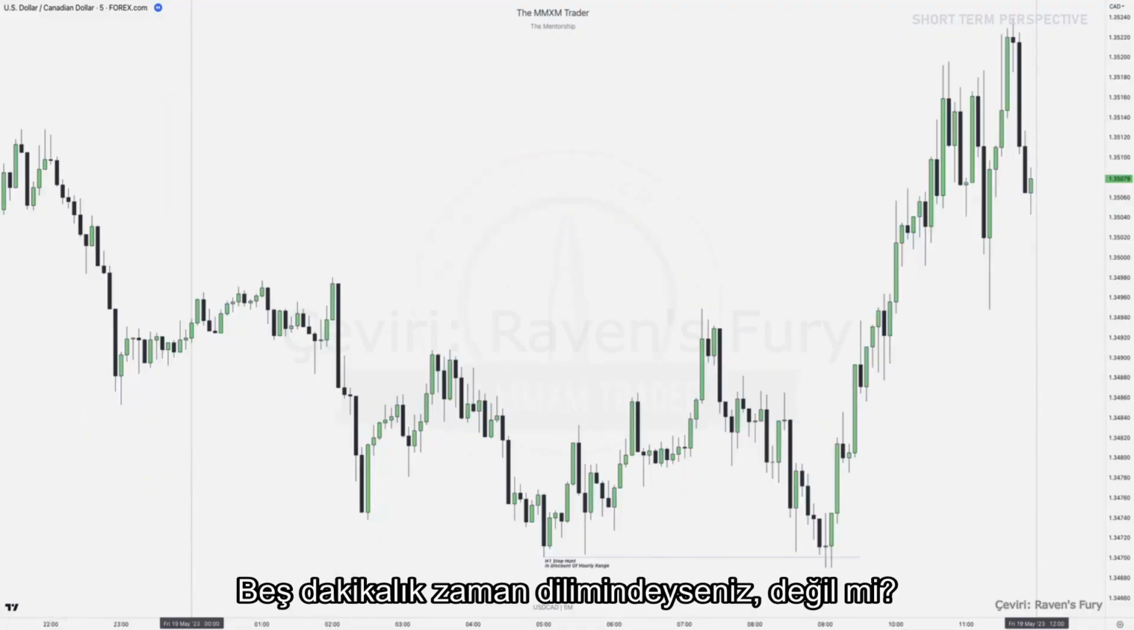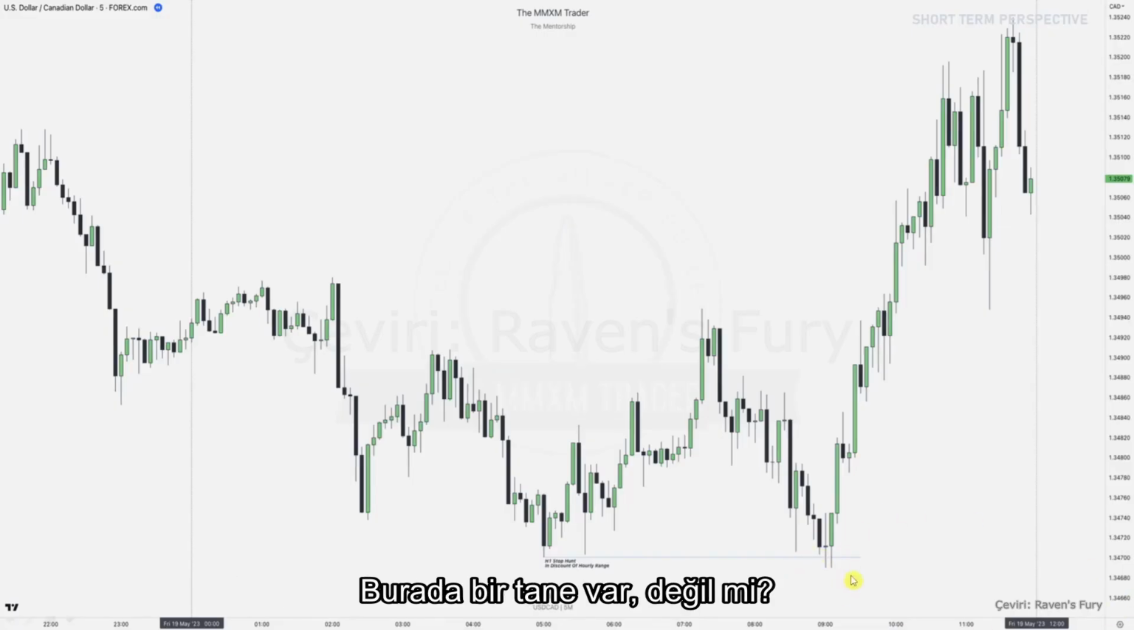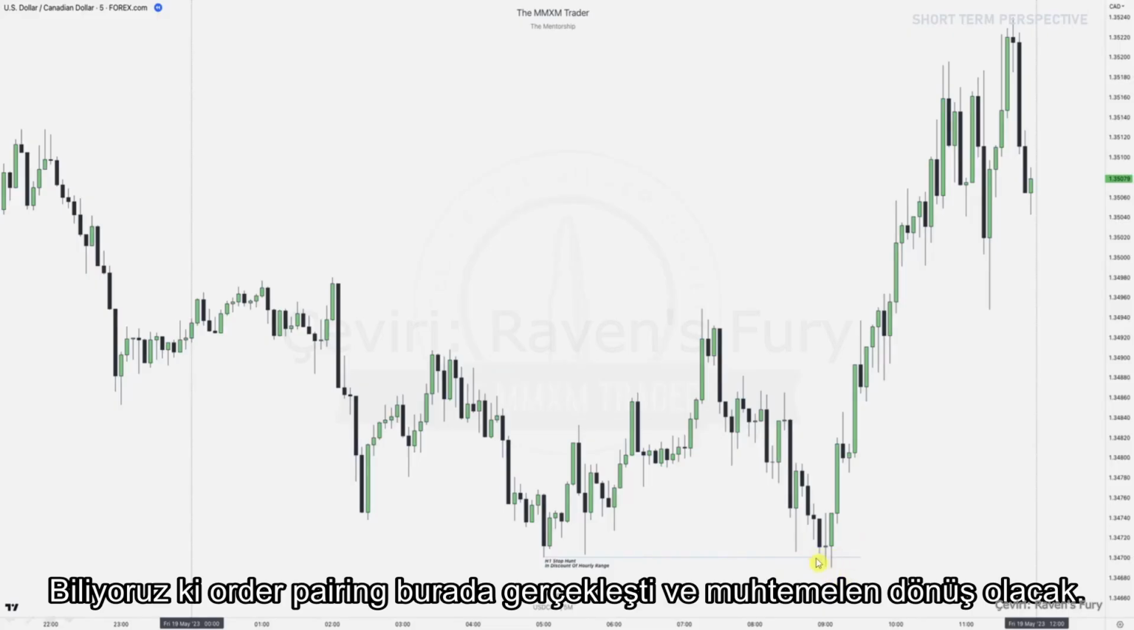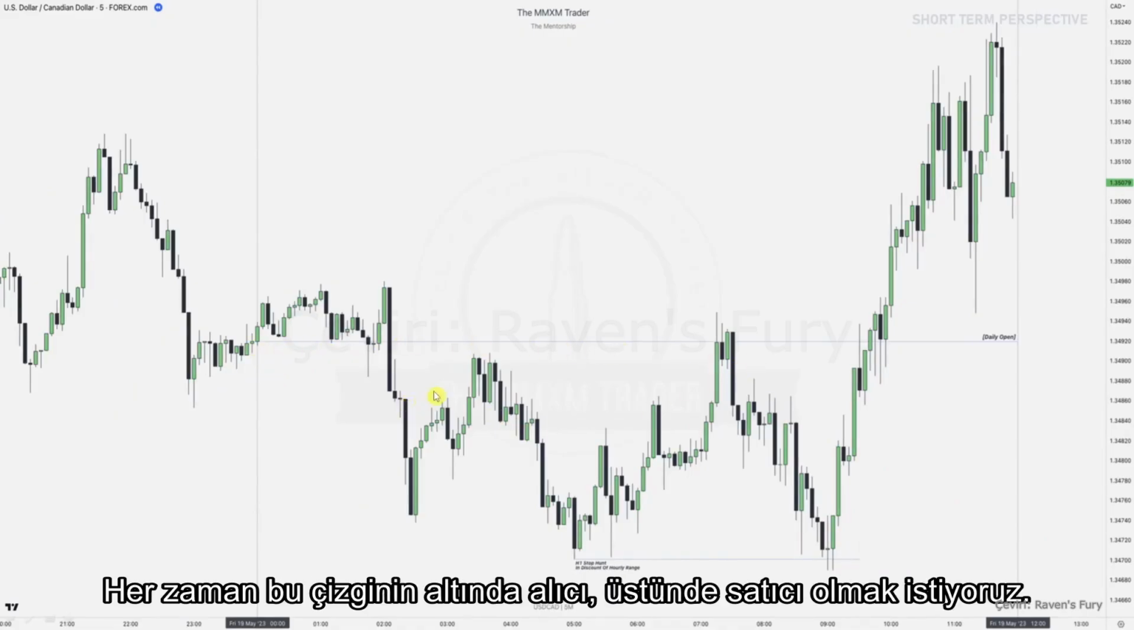Right, so if you're on a 5-minute time frame, right? As always, we see where have we had a stop hunt. On the 1 hour, we had one down here, right? So we know order pairing happened over here, and it's likely to reverse. Draw out your daily opening price line, right? New York midnight. As always, we want to be a buyer below this line and a seller above that line.